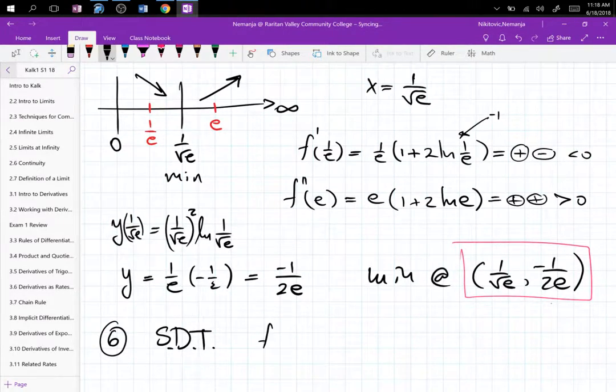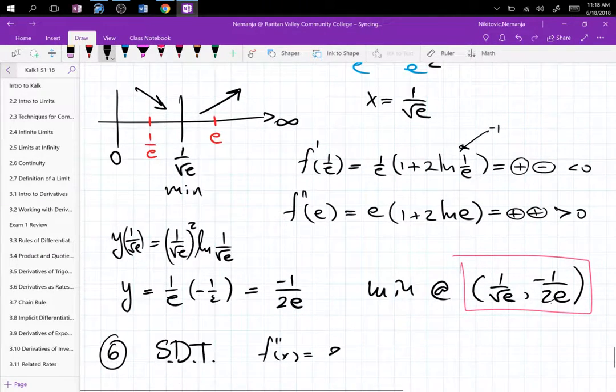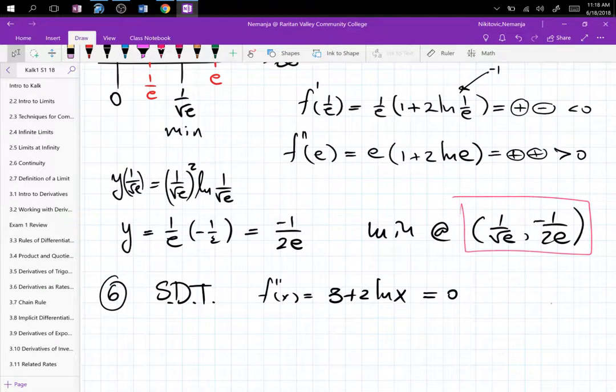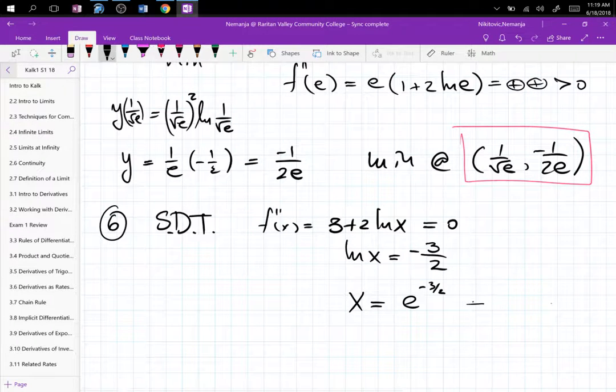I have the second derivative, which was 3 plus 2 ln x, set to 0. And what we get is negative 3 divided by 2, right? So that's ln x equals negative 3/2. And if ln x equals negative 3/2, well, e both sides, we get x equals e to the negative 3/2. That's the inflection point.